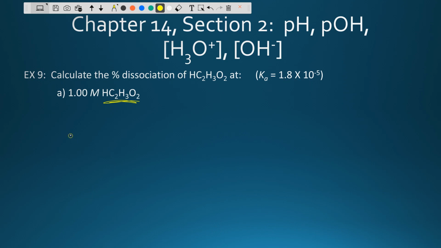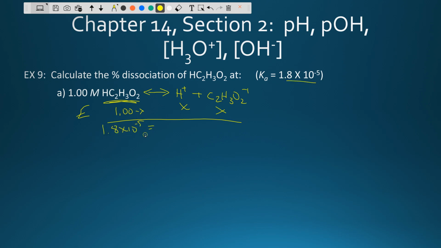So I take a look at it this way: I've got my acetic acid that will dissociate into my hydrogen ion and my acetate ion, C2H3O2 with a negative 1 charge. If I plug in my values, this is 1.00 minus X, this is X and X at equilibrium. Using my value, 1.8 times 10 to the negative 5 will equal X squared over 1.00 minus X. We can disregard the X in the denominator because it's a small number, and so I just take the square root of that. I'll end up with X equals 4.2 times 10 to the negative 3.